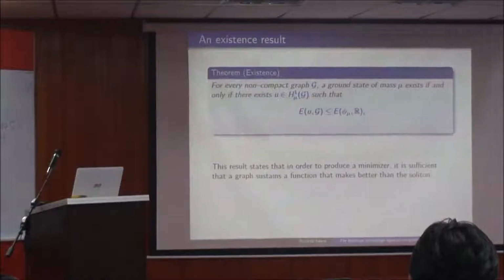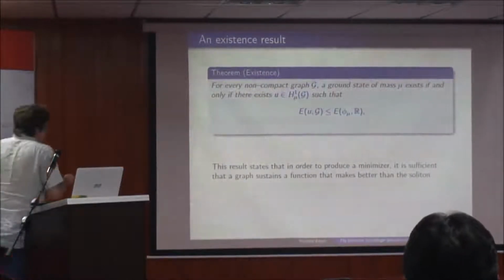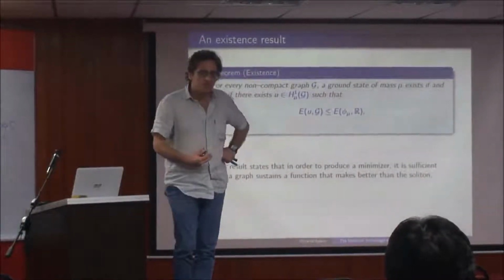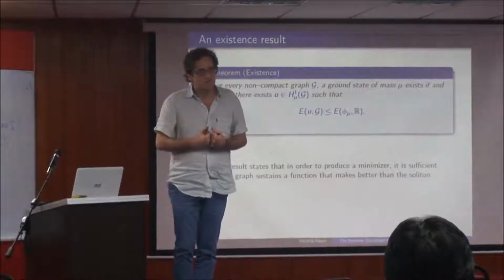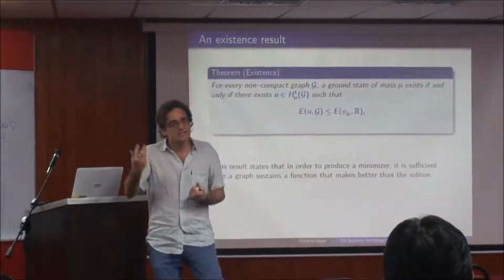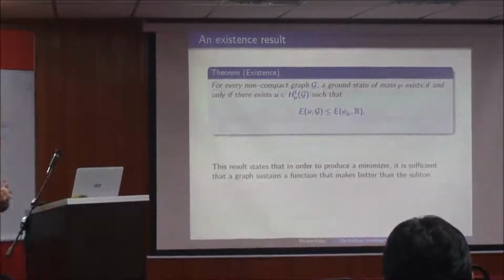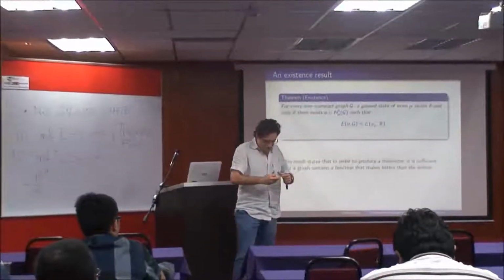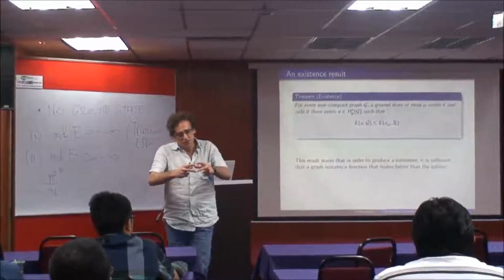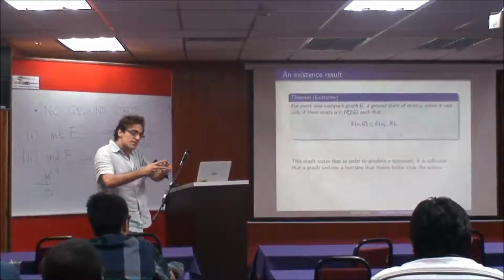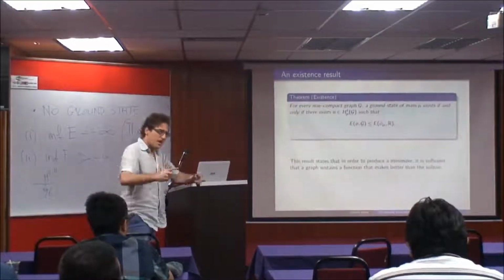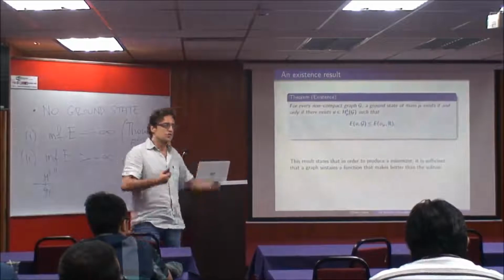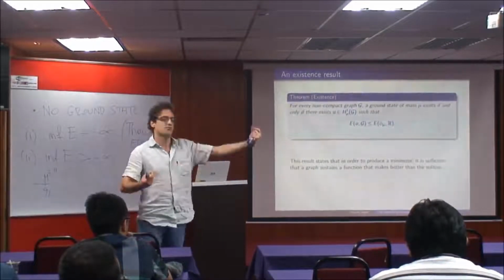Now, this theorem tells us that in order to have a ground state, it is sufficient to be better than that sequence. So that sequence, in some sense, is the enemy of the ground state. That is something going towards infinity. What this is saying is that the compact part of the graph, in order to produce a ground state, must be able to produce a state which is better than the runaway soliton. So there is a competition between the localized state and the runaway soliton.